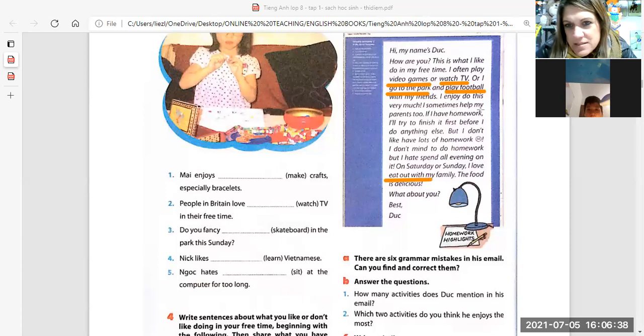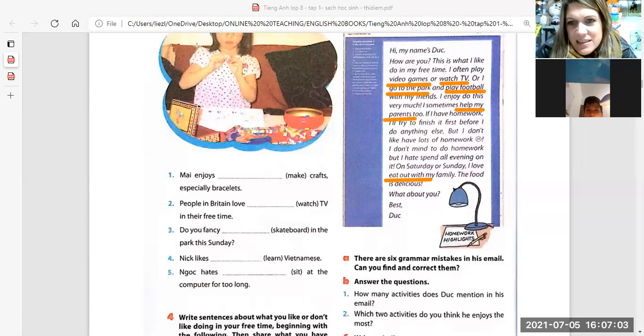Okay, let's read it. Watch TV or go to the park and play football with my friend. I enjoy doing this very much. I sometimes help my parents too. Or he likes to eat with his family.